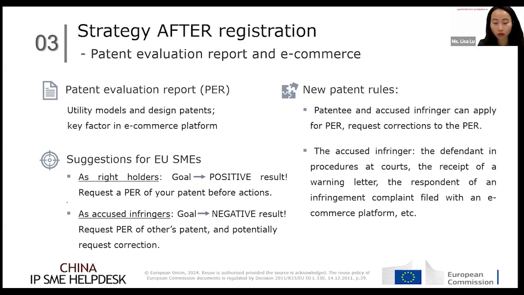And if you unfortunately receive a complaint from other parties on an e-commerce platform, that means they suspect you of infringement, you should also request a PR of the others' patents. In this situation, it is not your patent, and you want to make the patent result negative. And if the result is not what you want, again, you can request correction to challenge the results.